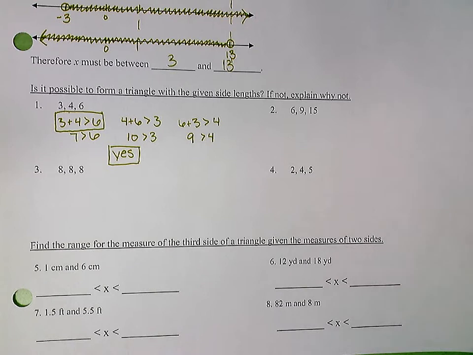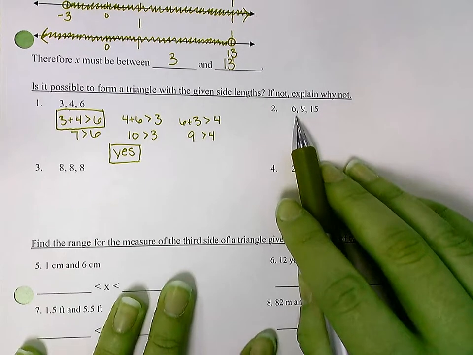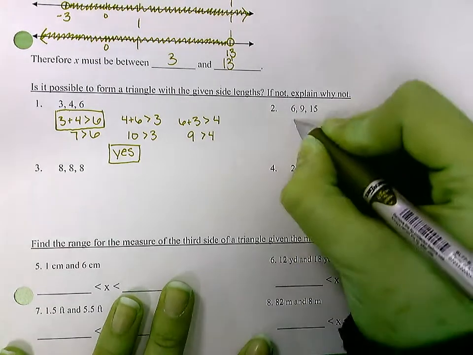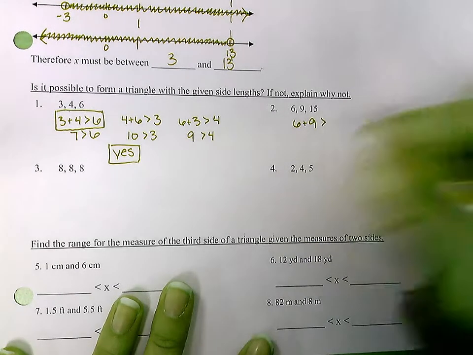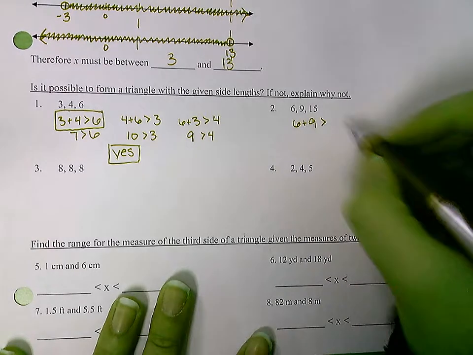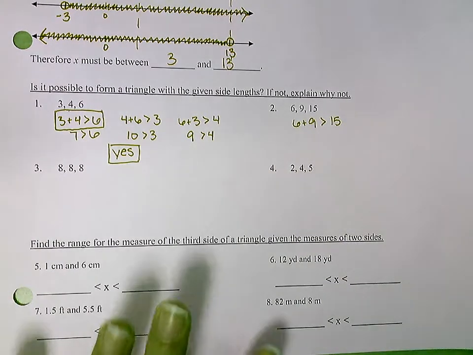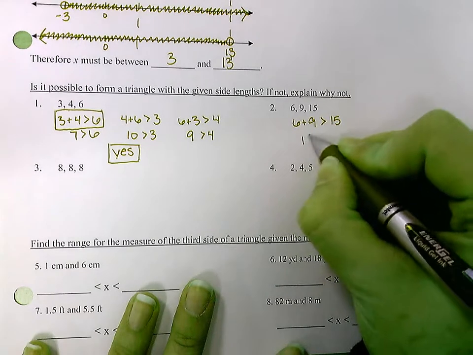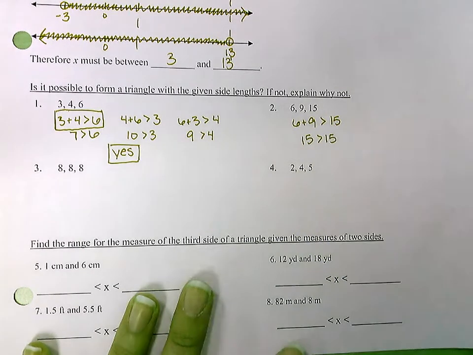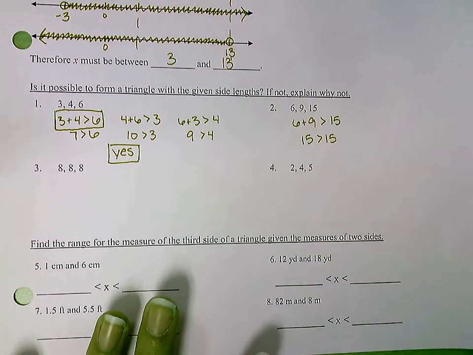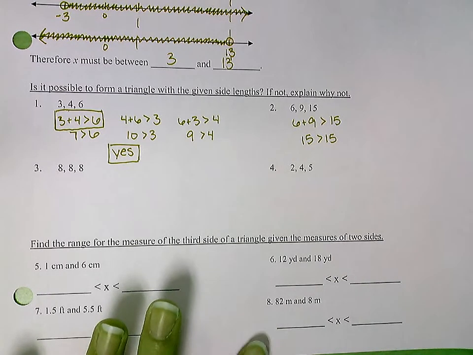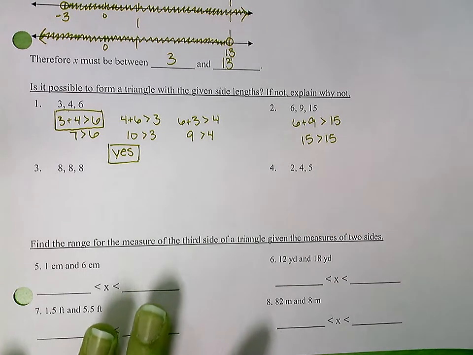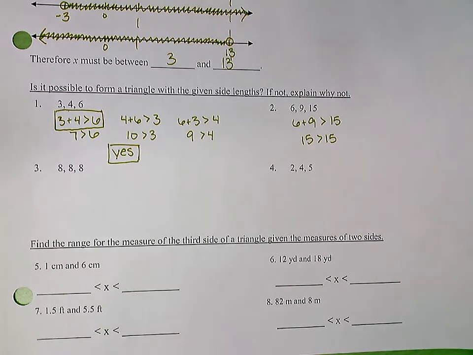So in number 2, my 2 smallest sides are 6 and 9. So I'm going to add 6 plus 9. That has to be greater than my largest side of 15. Okay, well 6 plus 9 is 15. Is that a true statement? No, it is not a true statement because they are equal. So this will not create a triangle. Okay, so if you get them to be equal, it's not a triangle.